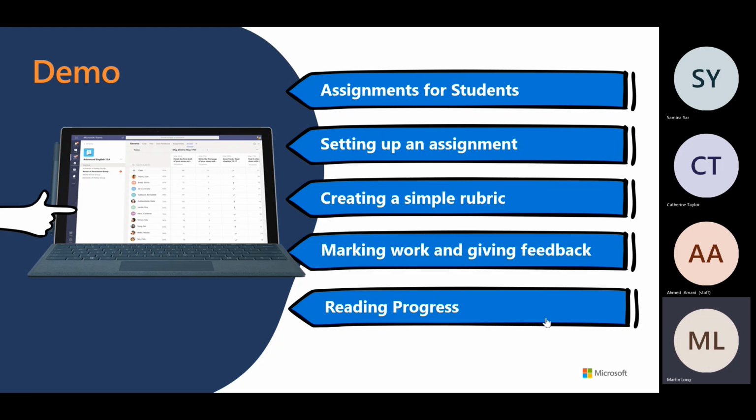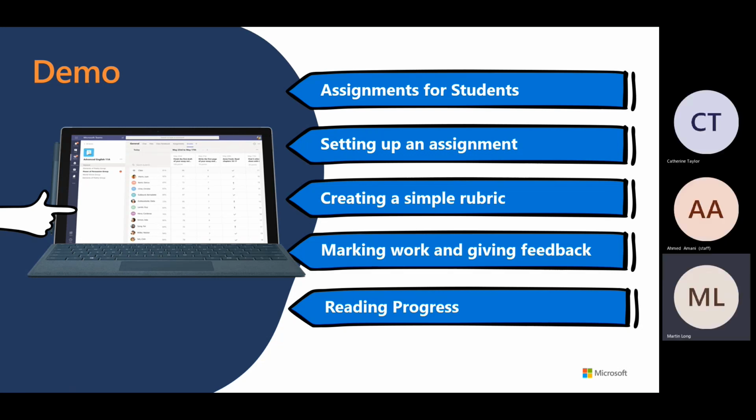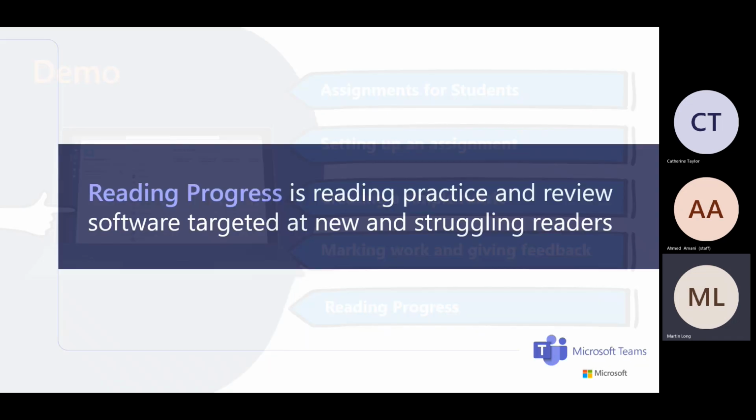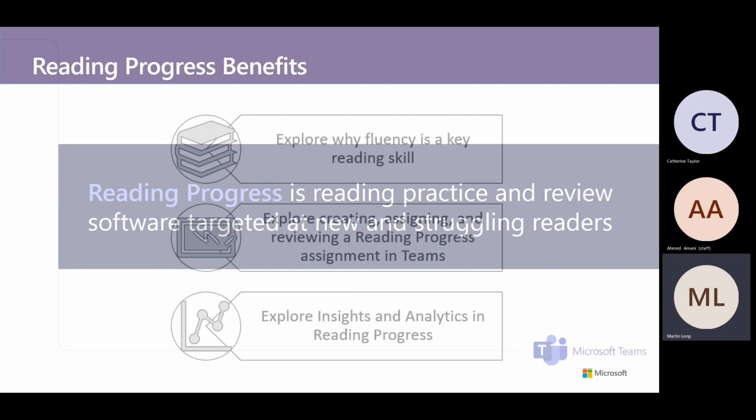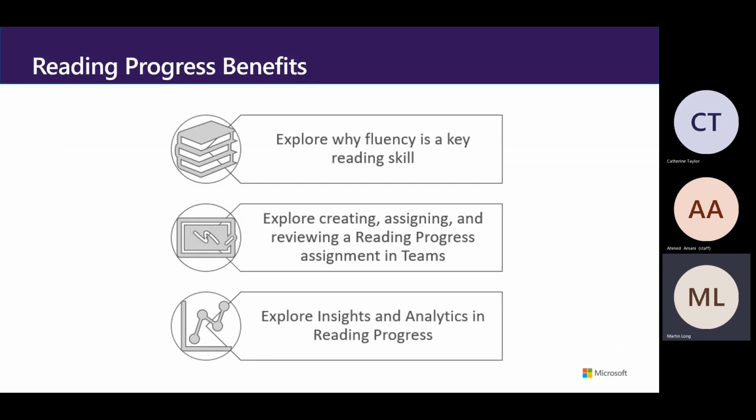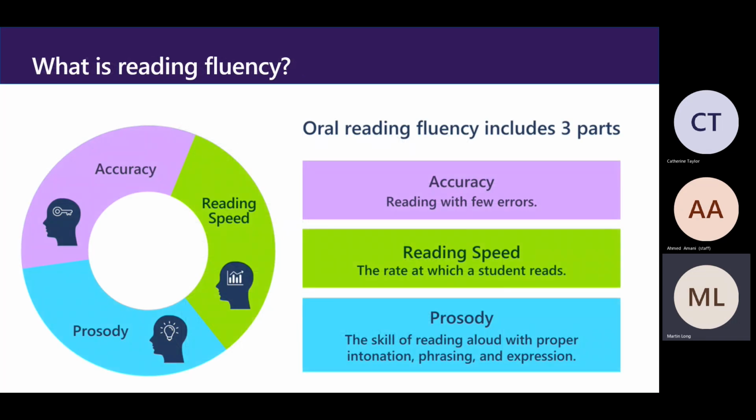So just to recap today, we've covered assignments for students, we've covered setting up assignments, creating a simple rubric, and also Reading Progress. The main focus of Reading Progress and reviews is to explore fluency and make that better, because it's absolutely key in reading. Also about assigning those in Teams, but the insight and the analytics that you get will support you and the students with accuracy of reading, the reading speed so they become more fluent and can read quickly, and also the skill of reading aloud and making sure that they feel confident in doing so.